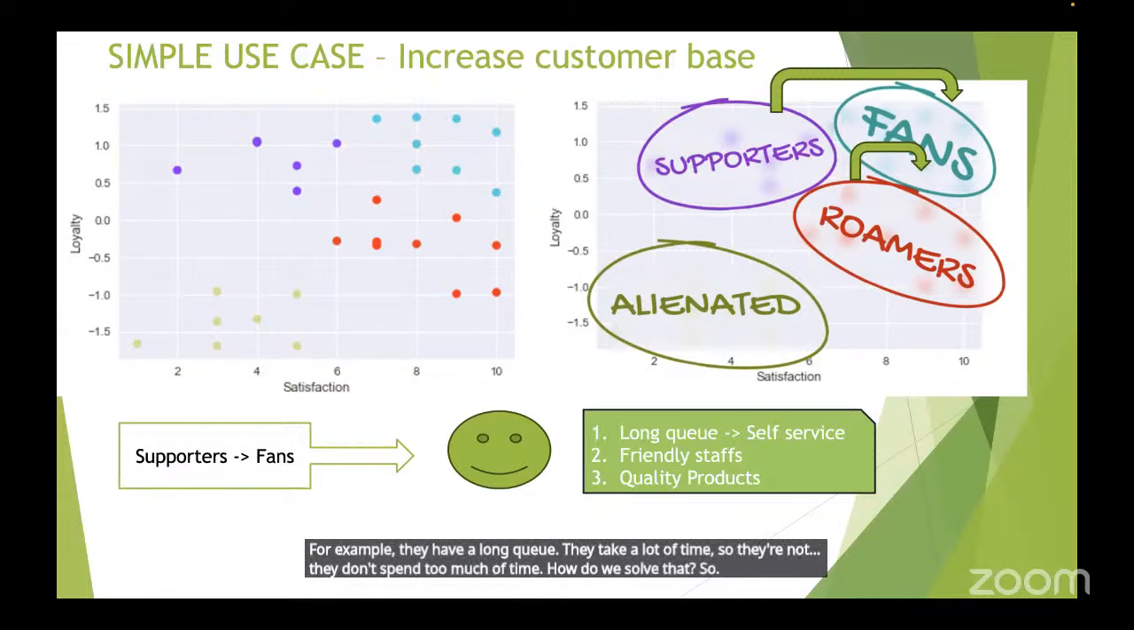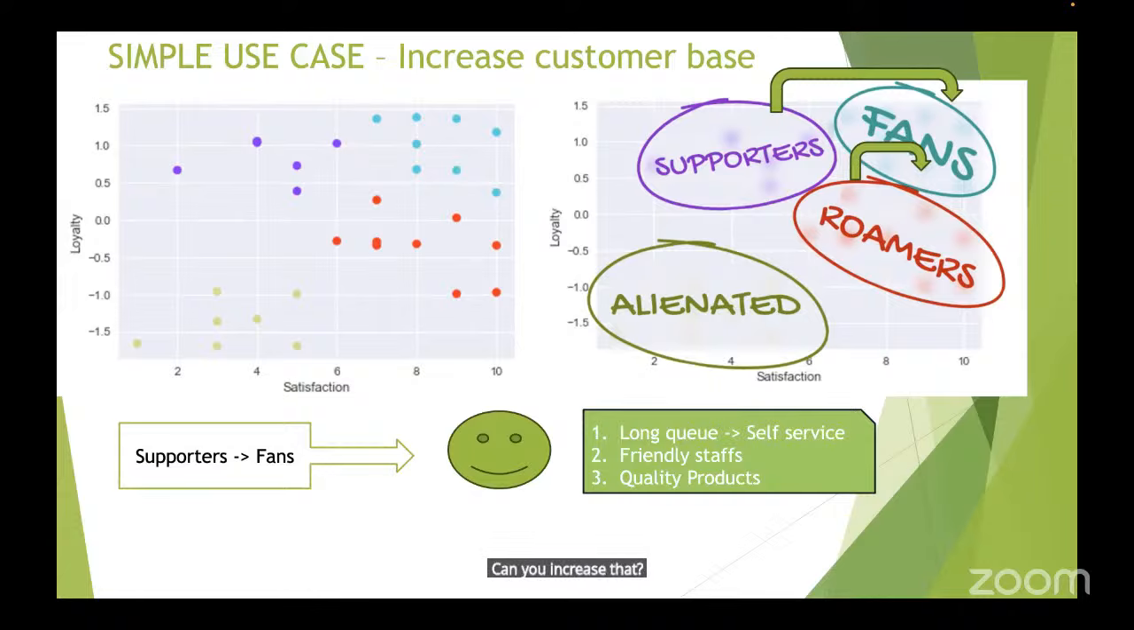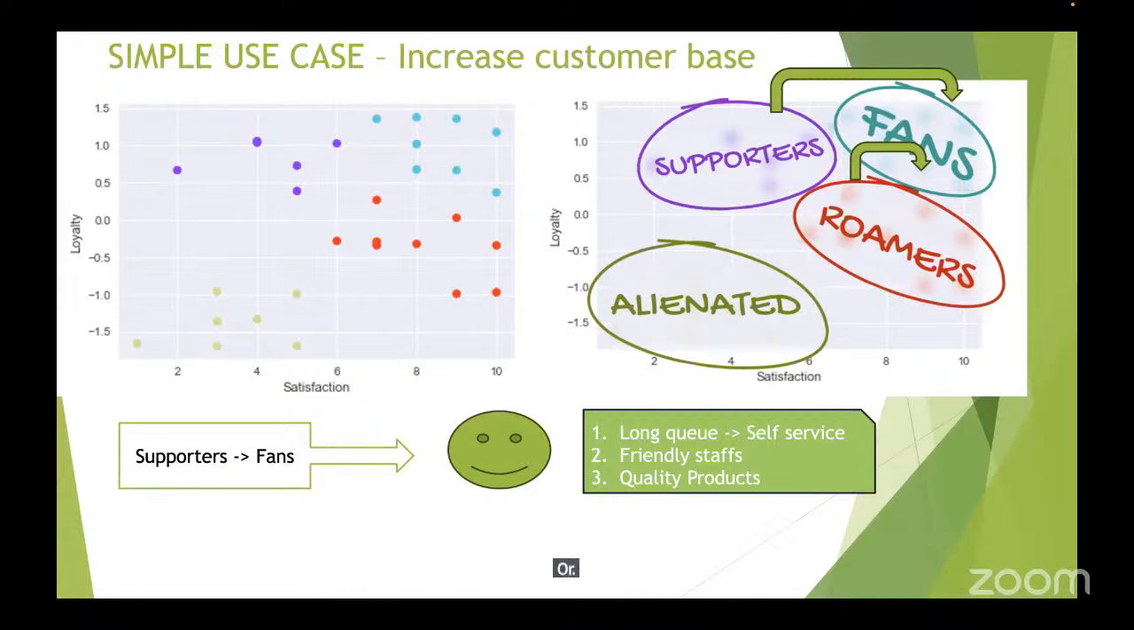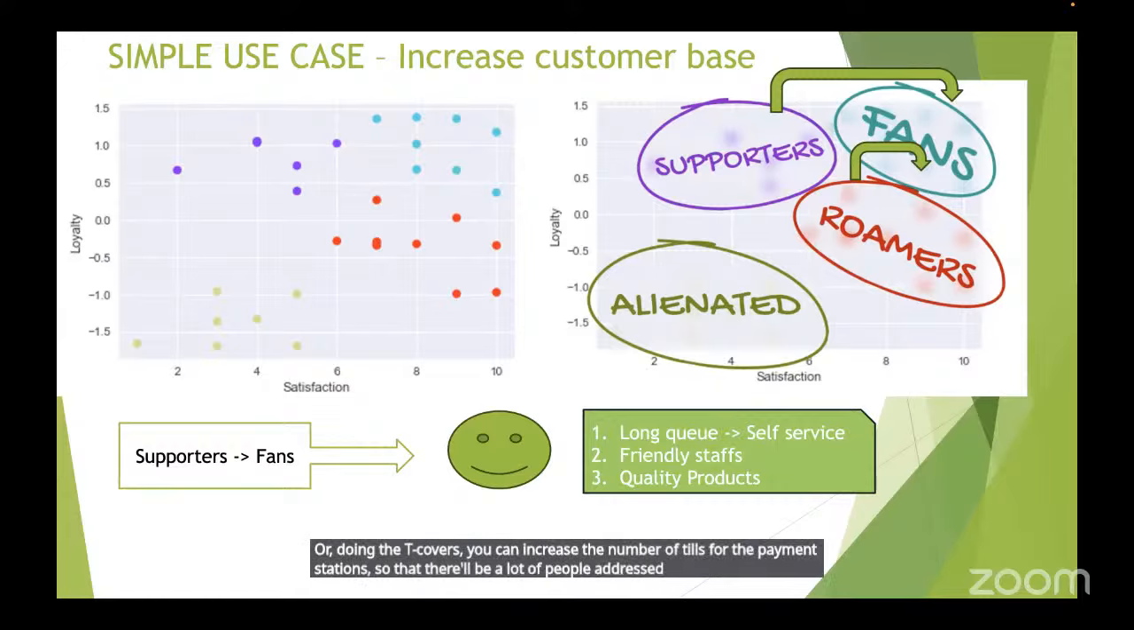So my LLM model will say, can you increase the counters using self-service, so that when customers are buying one or two products, they simply tap themselves, pay by card and go quickly. Or during peak hours, you can increase the number of tills or payment stations so that a lot of people can be addressed at the same time.